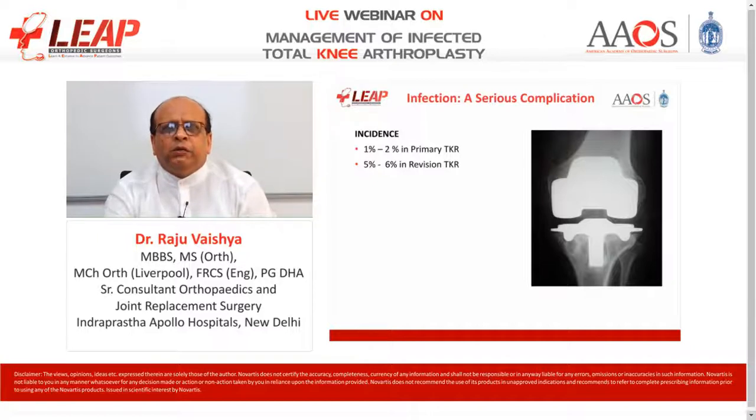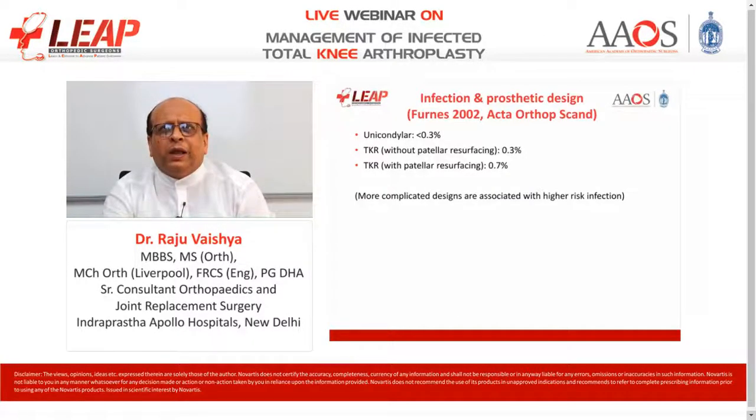Furnace in 2002 found that infection and prosthetic designs have a definite correlation. The more complicated designs are associated with a higher risk of infection. Unicompartmental knee is associated with the least incidence of infection, of the tune of less than 0.3%. TKR without patellar resurfacing, the incidence goes up to 0.3%, whereas TKR with patellar resurfacing, the incidence goes to 0.7%. So the more complicated designs that are used during TKA increase the risk of infection.